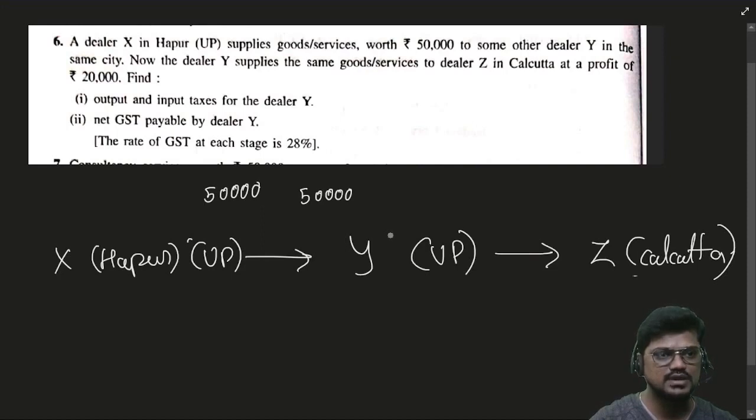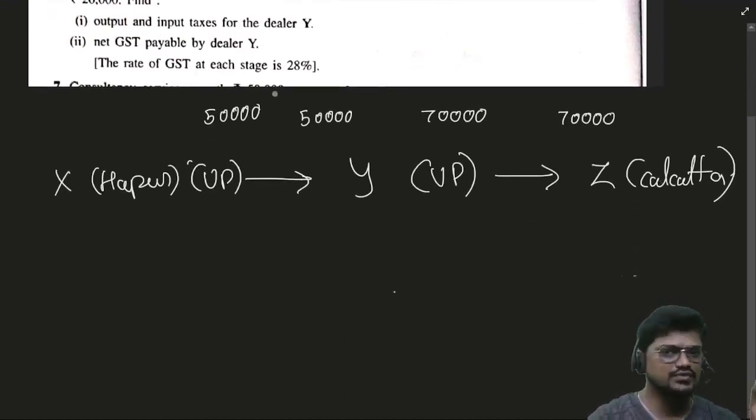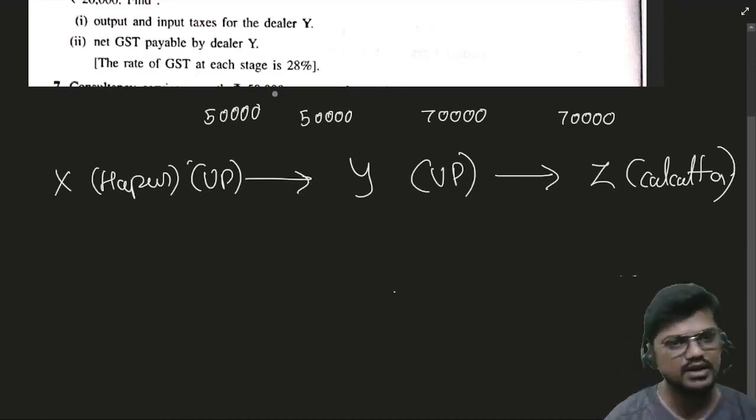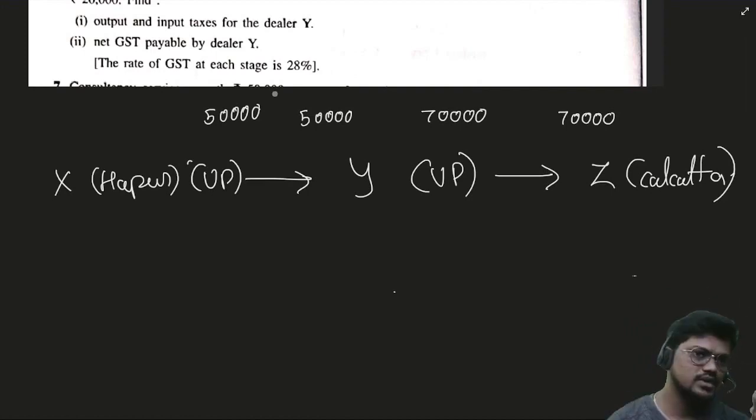At what price will he sell? 70,000. Yes, he will sell it at 70,000. Fine. Now the 70,000 will be the cost price for the dealer, maybe the customer Z. First of all, for input and output tax, do you draw a table or do you directly solve it?